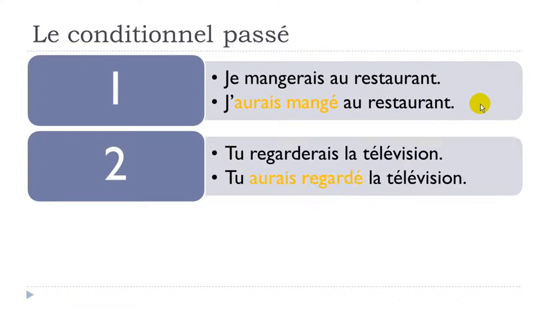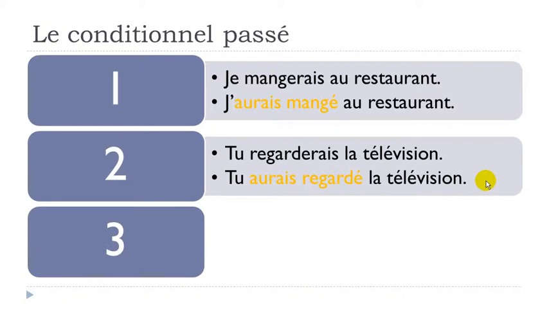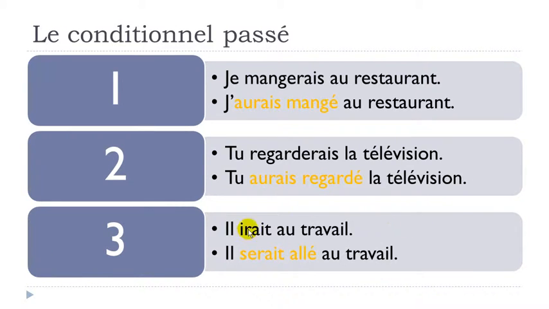Okay? Second example, tu regarderais la télévision. Tu aurais regardé la télévision. Okay? So same thing here. The first one is at the conditionnel présent form. Second one, conditionnel passé form. And then, il irait au travail would become il serait allé au travail.